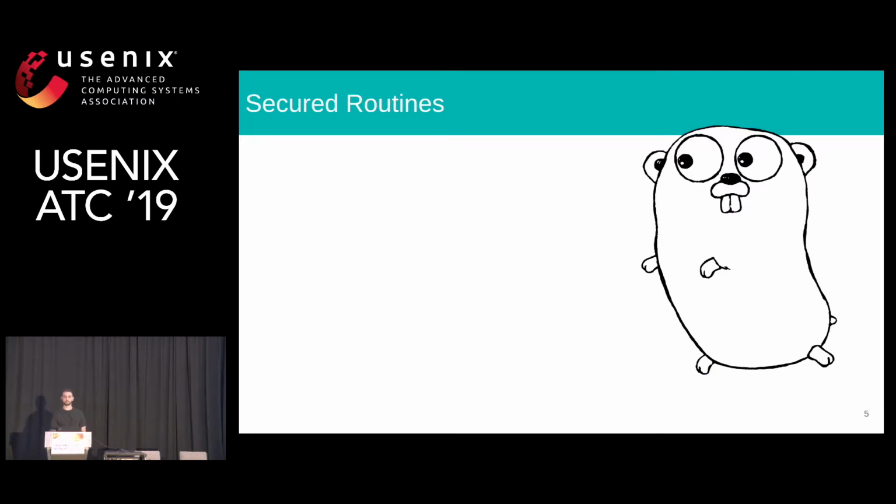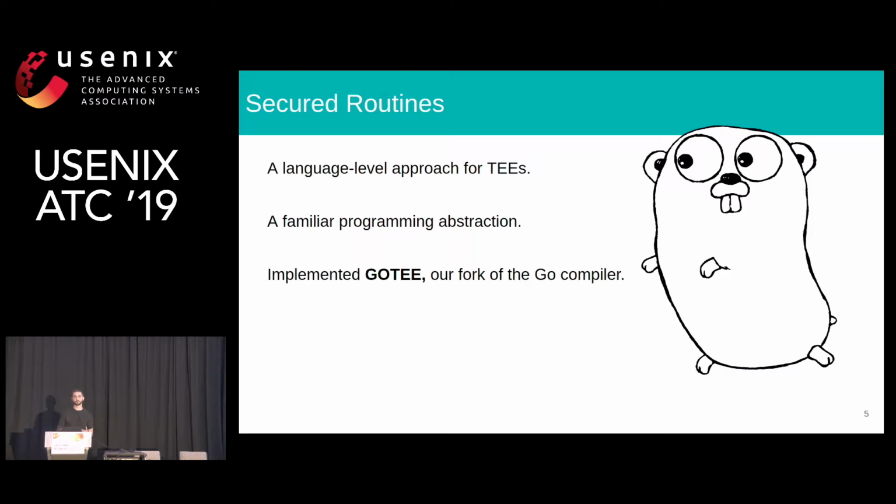So we call them secured routines. They're a language-level approach to supporting TEEs. They're an extension to an existing programming abstraction that we implemented inside the Go programming language with our compiler extension called GOTEE. And from a syntax point of view, it's just a new keyword, GoSecure.